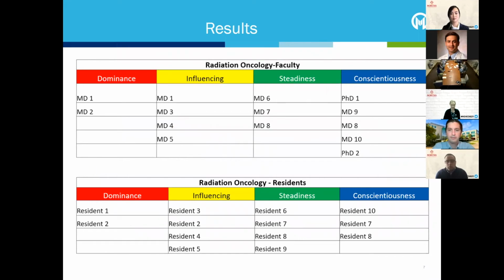So here's another look at the breakdown. You can see some respondents had 2 dominant styles. And I was also not surprised to see that both the PhD physics faculty favored the conscientious, or the more introverted and analytical approaches.